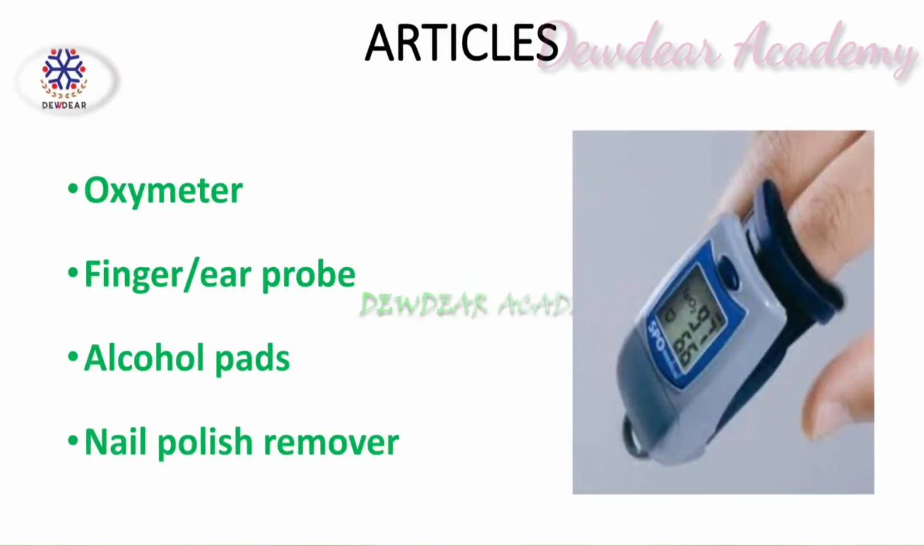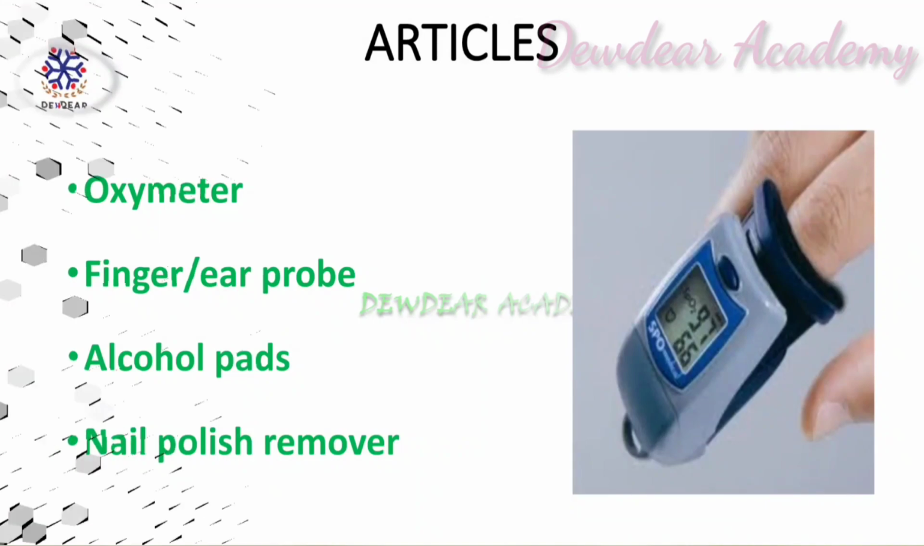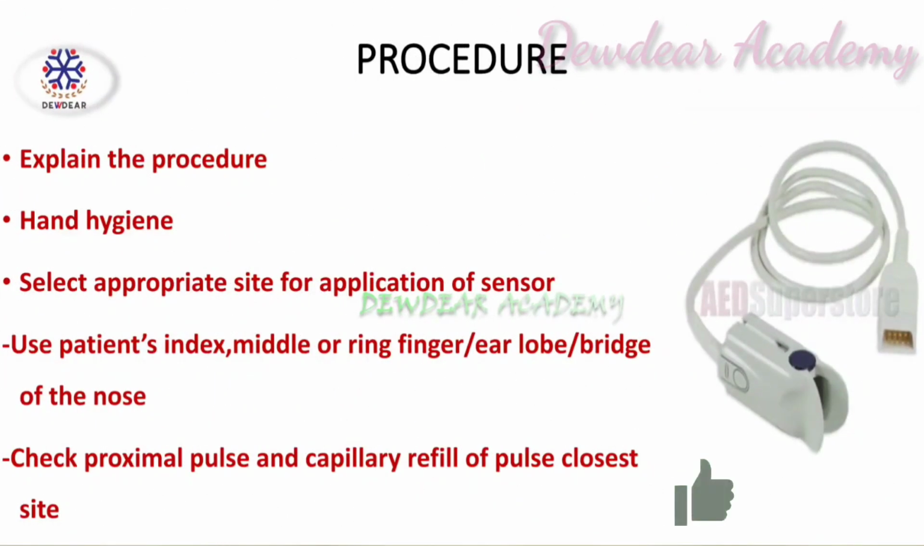The articles used for pulse oximetry are the pulse oximeter, then finger or ear probe, then alcohol pads and nail polish remover. Then regarding the procedure, explain the procedure to the patient, then maintain hand hygiene, then select the appropriate site for application of the sensor. Use the patient's index, middle or ring finger or the earlobe or bridge of the nose. Then check the proximal pulse and capillary refill of the pulse closest site.